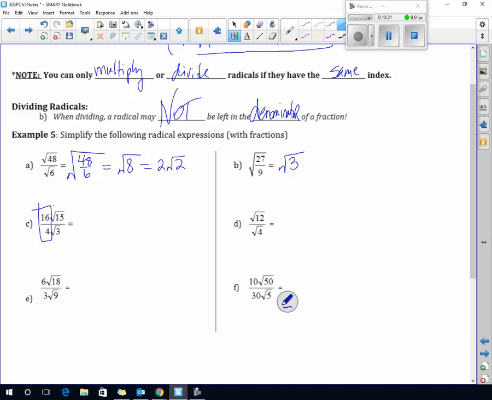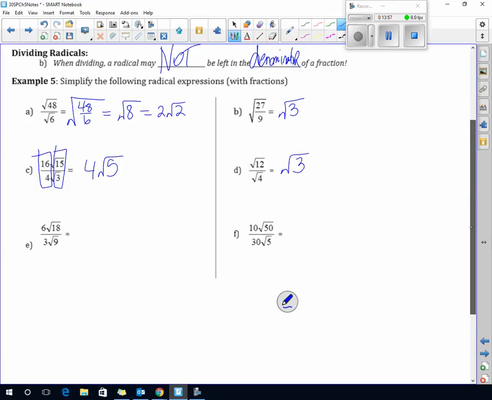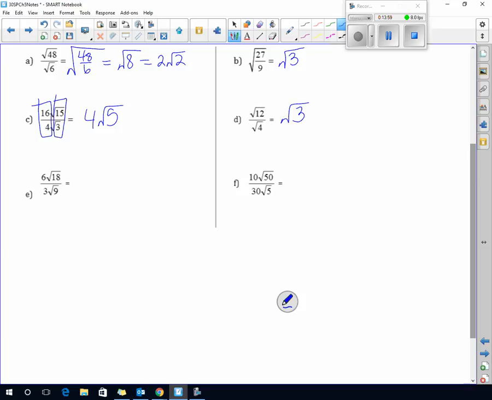So what's 16 divided by 4? 4. What's 15 divided by 3? And it's in a radical, so root 5, right? Yeah. How about this one? This would be root 3, right? Okay, next one. 12 divided by 4, right? Yeah, so 6 divided by 3 is 2. Root 18 divided by 9 is root 2.